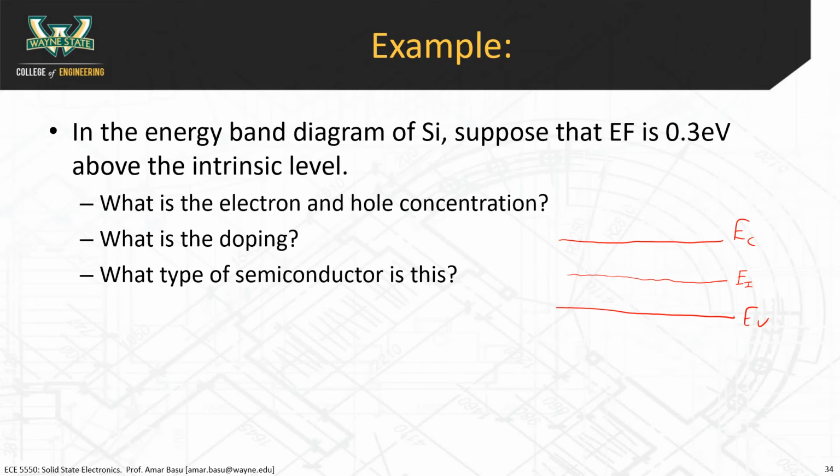So right now it's saying that EF is 0.3 electron volts above the intrinsic level. So let's just get our bearings here. This is 1.12 electron volts for silicon. All right, so this is about 0.6, this is about 0.3. I'm just putting it here. So the Fermi level is positioned just 0.3 electron volts above EI.